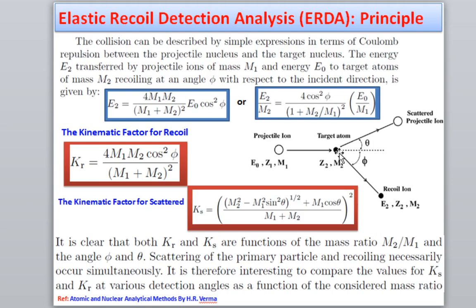The recoil is the target atom. If the projectile is falling on the target atom, and the target atom moves into the direction of the projectile ion, then that is known as the recoil. Scattering is when the projectile, after collision with the target atom, is scattered in any direction; that is basically known as the scattered projectile. Okay? So that is what I have discussed.